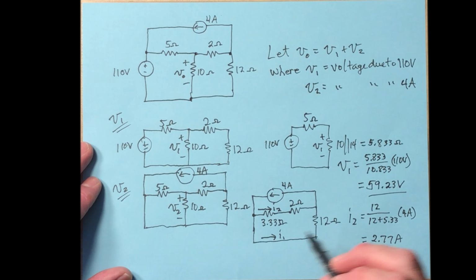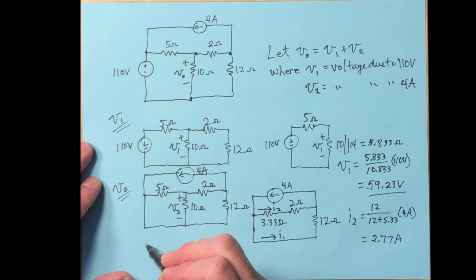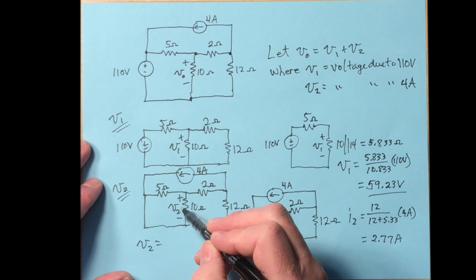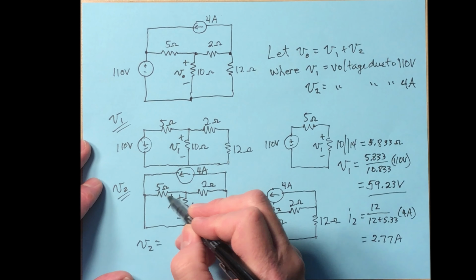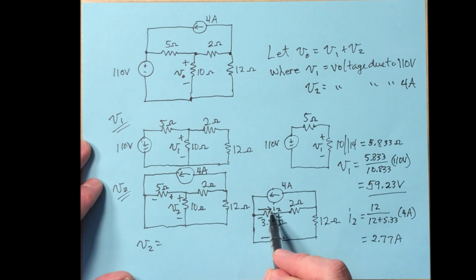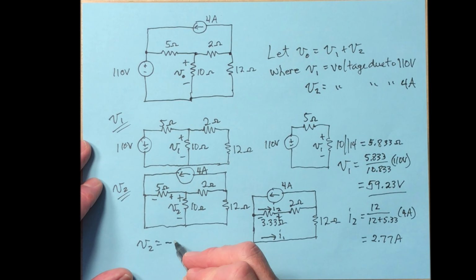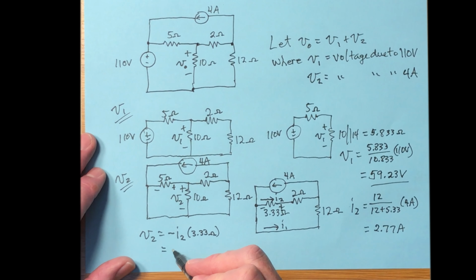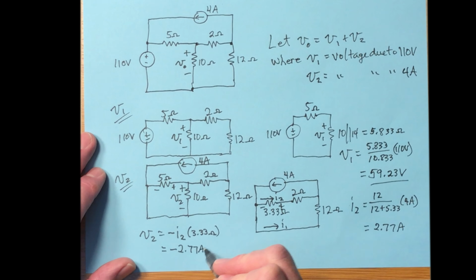Now, in order to get V2, do we write V equals IR or V equals minus IR? V2 is going to be equal to, all right, well, notice the voltage here is plus minus that way. The current I2 is entering the negative terminal here. So when we write the voltage equation, we need to write minus I2 times 3.33 ohms. So that's going to be minus 2.77 amps times 3.33 ohms.